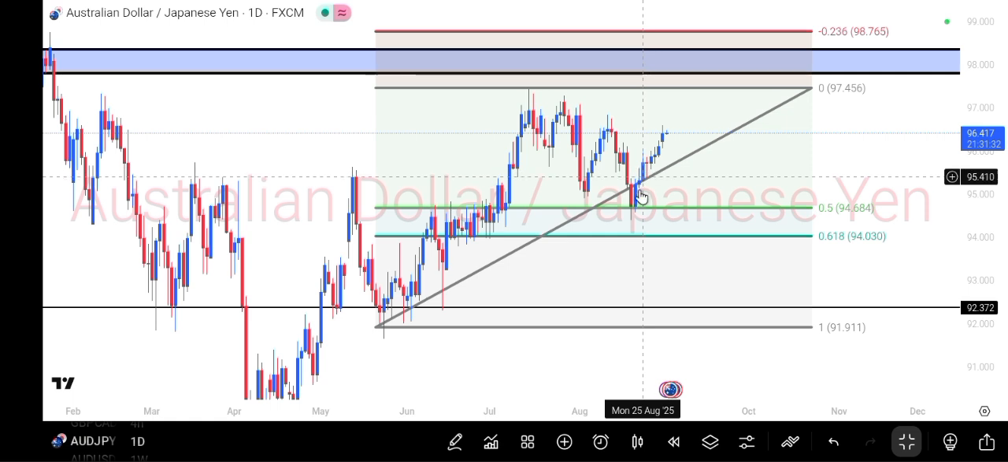They bounce off of it. You can see a tweezer bottom candle. This is a complete, clear tweezer bottom candle that came to test the zone, then bounced off to somewhere here. Preferably, I'll be waiting for a bullish engulfing, but seeing a tweezer bottom, you can also take an execution.